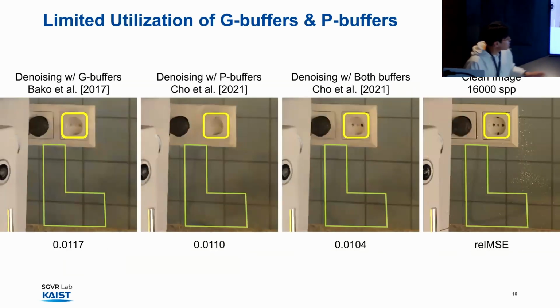For instance, I hope you can see the differences. Denoising with G-buffers, the leftmost one, shows good reconstruction of geometric details like sockets. Denoising with P-buffers only shows better reconstruction under reflection, such as the hidden wire in the back. Unfortunately, using both auxiliary features with current methods does not show good reconstruction of both details. In this case, it fails to reconstruct the reflected details better than using the P-buffers only.